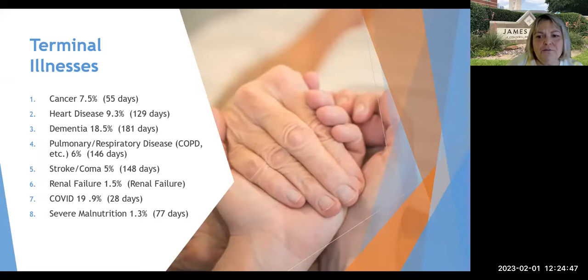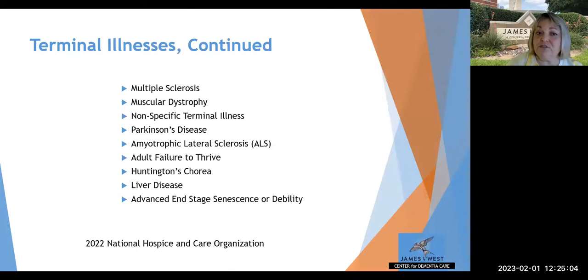You may have heard the term failure to thrive. We don't use that term as much anymore, and that's not a reason that they put a person on hospice. We changed the wording, severe malnutrition, about 1.3%, and those people are on about 77 days. These are just averages. Here are some other terminal illnesses that make a person eligible for hospice when a person gets to the end of their life.